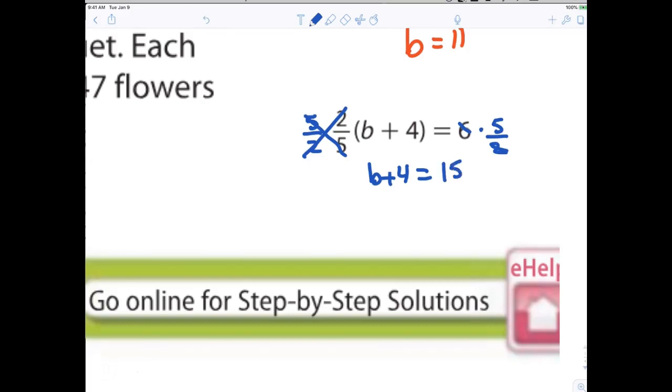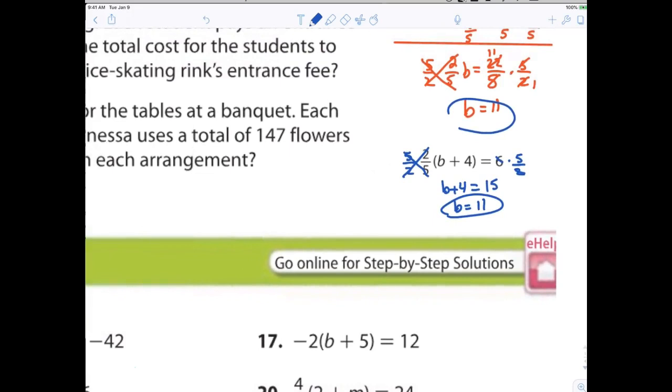And now, what do I do from there? Subtract 4, right? If I subtract 4, B equals what? Notice, what can you tell me about my answers? They're the same. Exactly the same. So does it really matter? No, but you see what I'm saying? I don't like those fractions.